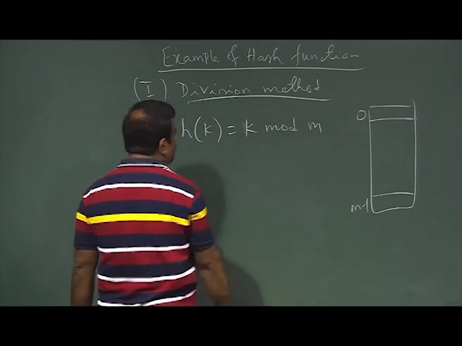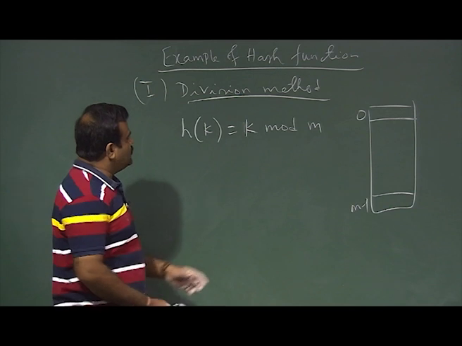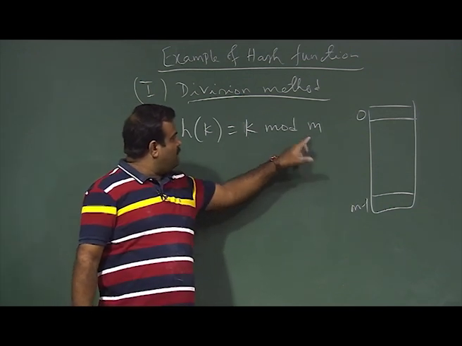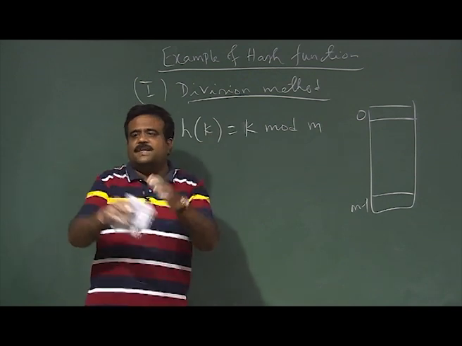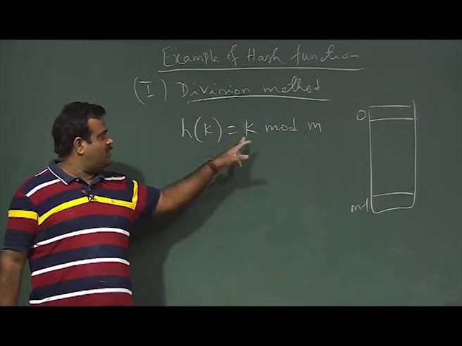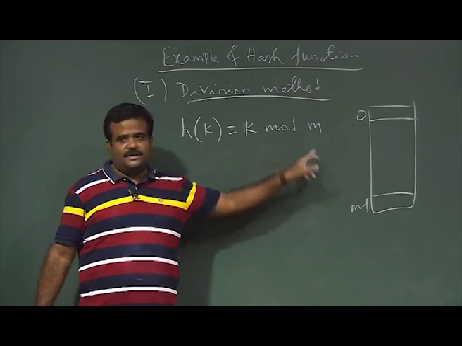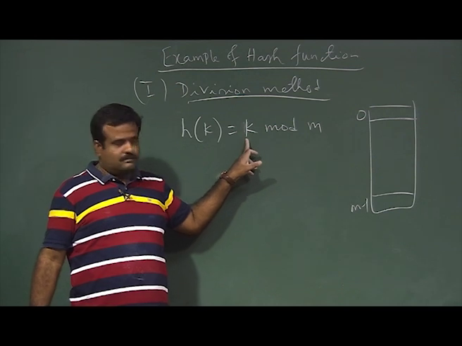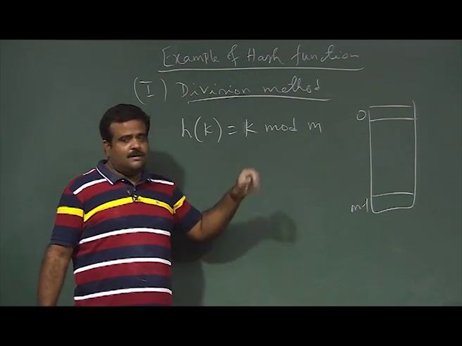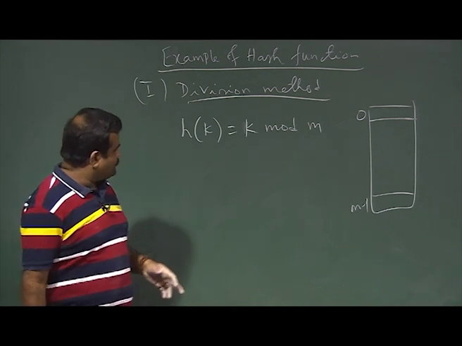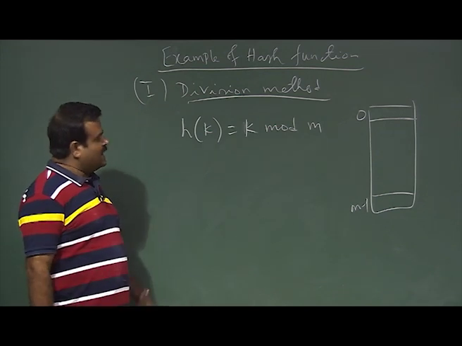Here k is an integer and m is also an integer. If we divide k, which could be any big integer, by m, we get a remainder, and this remainder will be from 0 to m minus 1. So this is the hash function.